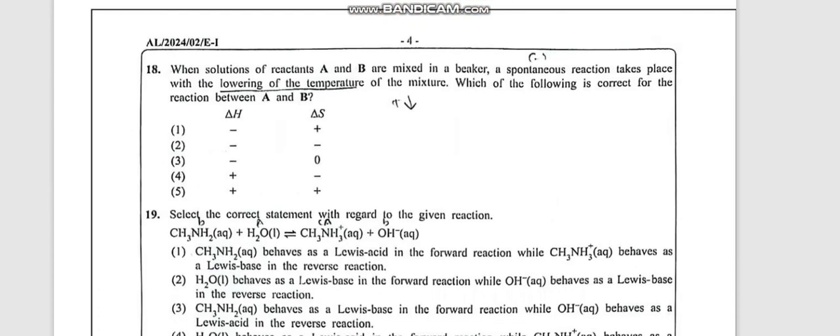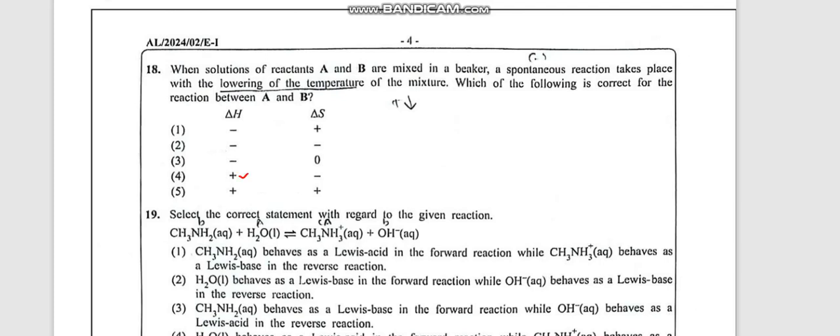So now let's go to the 18th question. When solutions of reactants A and B are mixed in a beaker, a spontaneous reaction takes place with lowering of the temperature of the mixture. Spontaneous reaction means delta G is negative and taking place with lowering of the temperature of the mixture. Lowering of the temperature means temperature is reducing, means endothermic reaction, no? It's endothermic reaction.